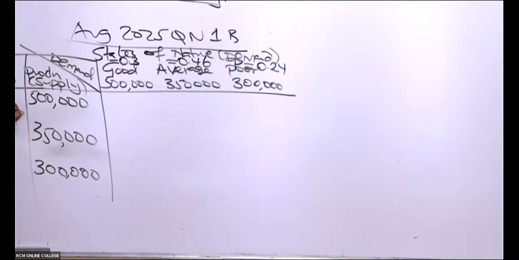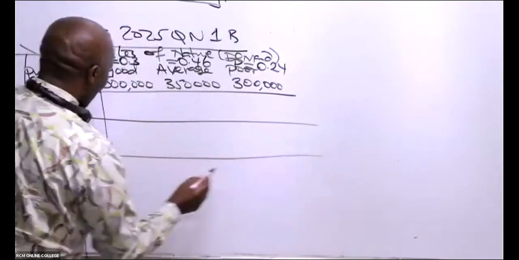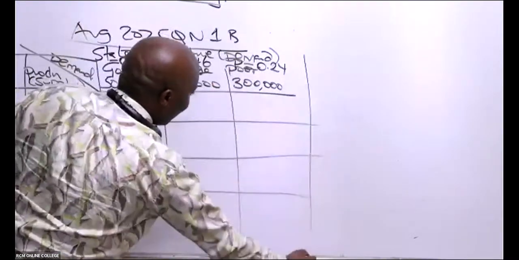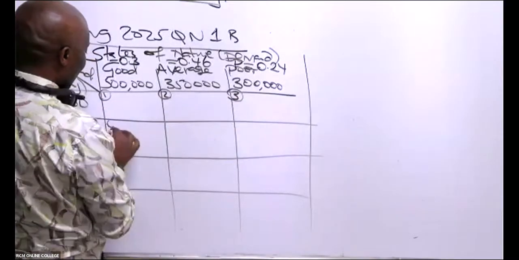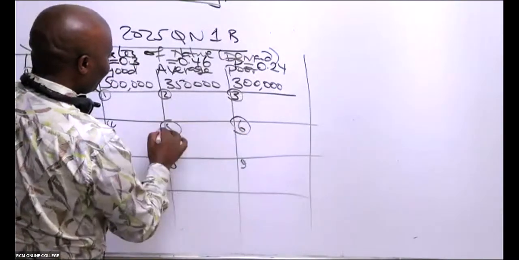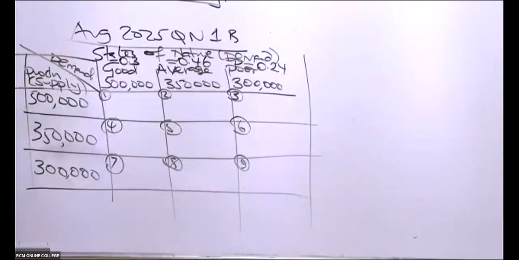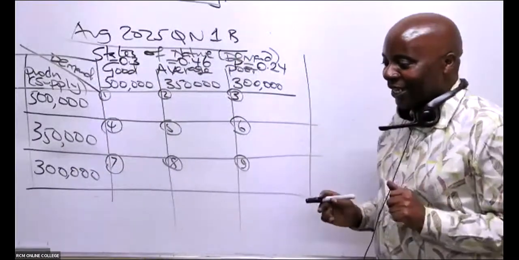Ukiweka probabilities, probabilistic events hapa utanyoroshwa na CASNEB. So unakuja namna hii, unaweka namna hii, namna hiyo. So this is cell number 1, cell number 2, cell number 3, 4, 5, 6, 7, 8, 9. So tuanze, you see, payoffs are profits. How much profit shall we realize in each of those cells? In each of those cells, yes.